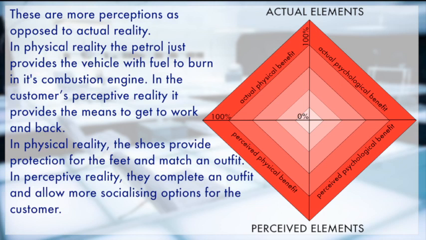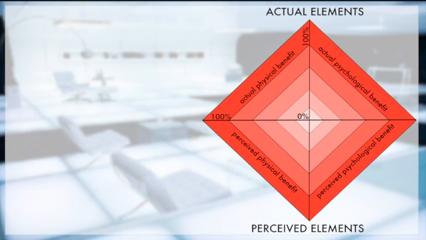In the physical reality, the petrol just provides the vehicle with fuel to burn in its combustion engine. In the customer's perceptive reality, it provides the means to get to work and back. In physical reality, the shoes provide protection for the feet and match an outfit. In perceptive reality, they complete an outfit and allow more socialising options for the customer.